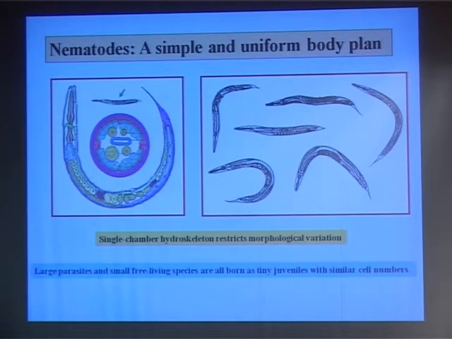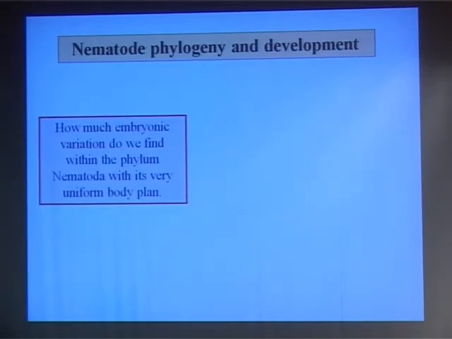Another interesting thing is that we have large nematodes, for instance Ascaris, maybe about 40 centimeters in size, and we have tiny ones. Some of our soil nematodes are just half a millimeter long. But they all are derived from small, tiny larvae with very similar cell numbers. And a lot of the differences we find are due to post-embryonic modifications. So the question I want to address today is, how much embryonic variation do we find within the phylum Nematoda with its very uniform body plan?